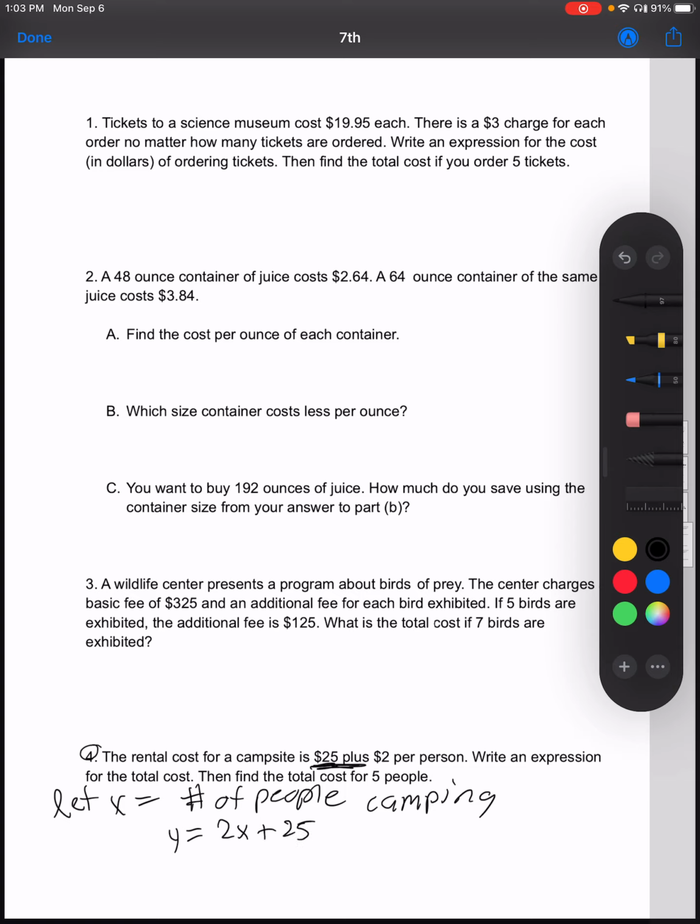This is our expression. And they want us to find the total cost for 5 people, or in other words, when x equals 5. We just plug in 5 for x. You get 10 plus 25, and it's just a simple $35.